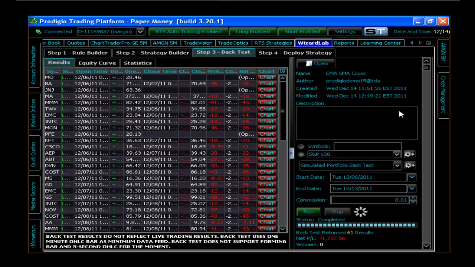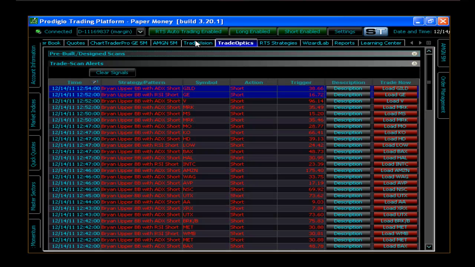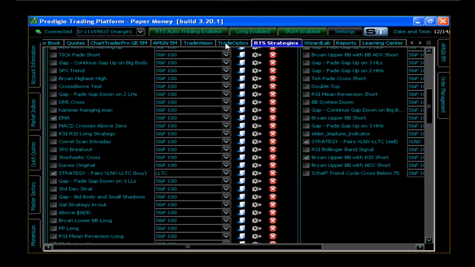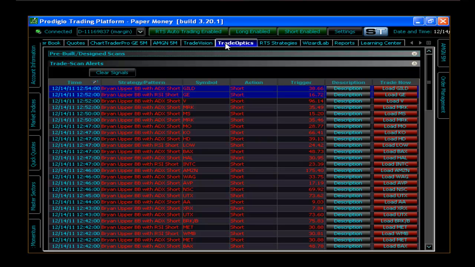The other big thing is we're building this scanning system. There's a lot of different features and components that are being put together for that now. This will expand on the trade optics, right? So let me get back to that. Let me wrap up this conversation of the trade optics by talking about the RTS strategies.